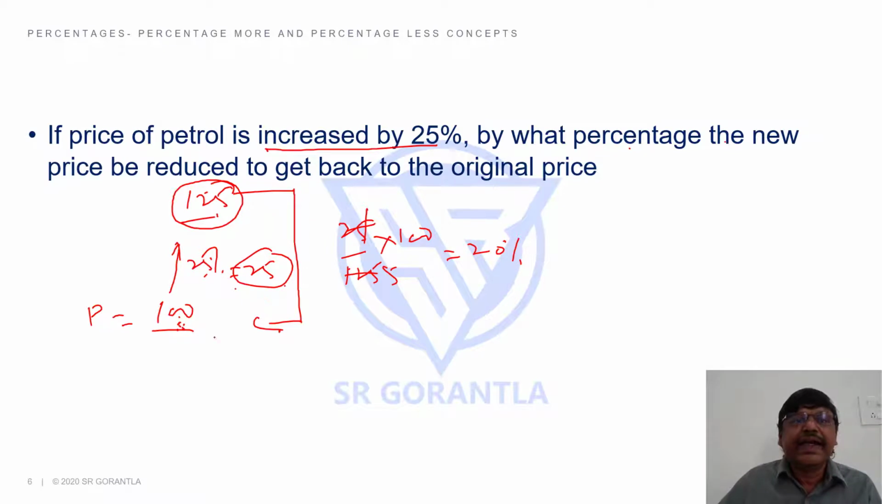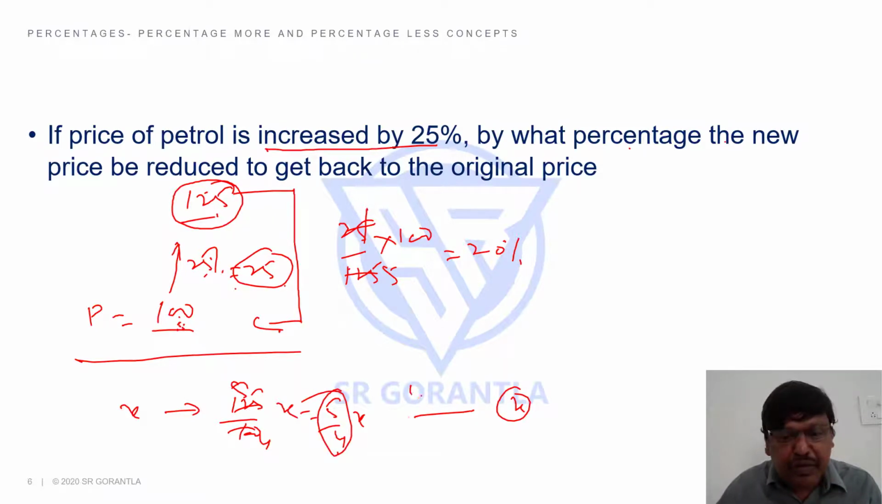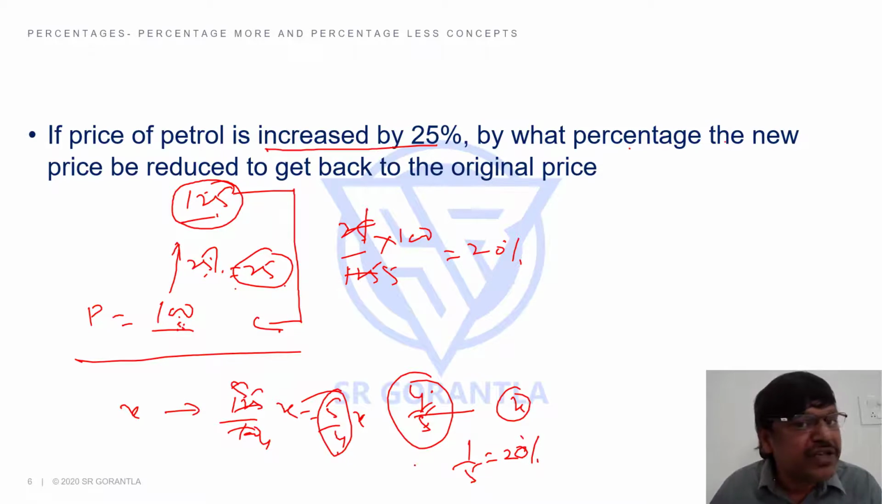Again, if I take X, if petrol price is X, it increased by 25% and the new price is 125% of X or 5 by 4 of X. If it is 5 by 4 X, you want to get back to again X, you should make it 5 by 4, reciprocal is 4 by 5, you should make it 4 by 5 times. If you have to make it 4 by 5 times, in other words, you should reduce it by 1 by 5 times. 4 by 5 means how much less than 1? 1 by 5. 1 by 5 is 20%.